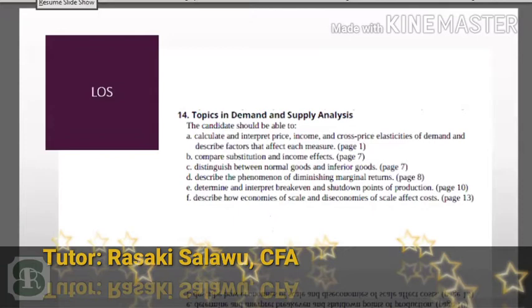However, the last three, which is LOS D, E, F, we're trying to look at the study of economics from the point of view of a producer. And that's why we start to talk about phenomenon like diminishing marginal returns. What exactly does that mean? And at the end of the day, we must be able to describe diminishing marginal returns.